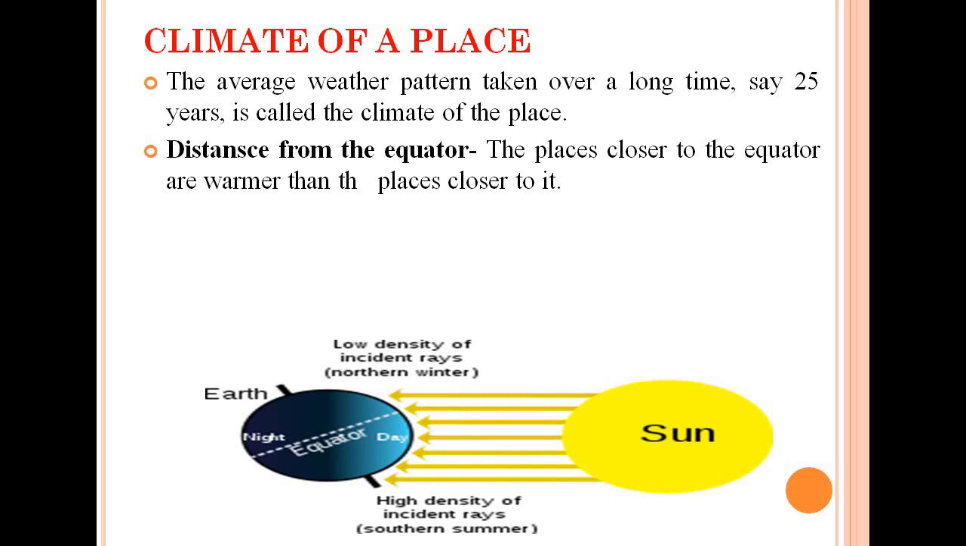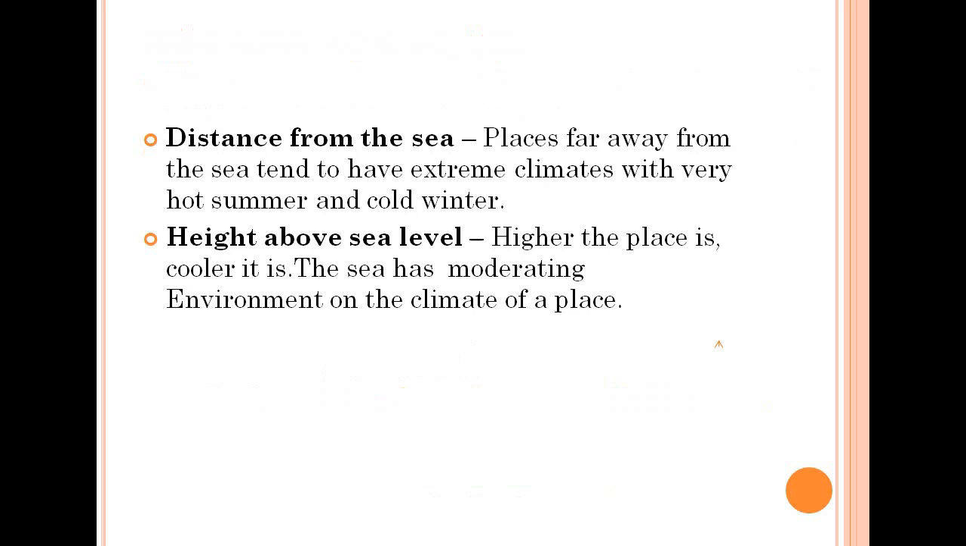So, we can say that Earth's climate is extremely complex. Places at higher altitude are not always colder than places at lower altitude. That varies, but mostly the places closer to the equator are warmer than the places closer to the poles. Why? Because the sun rays fall directly on it.